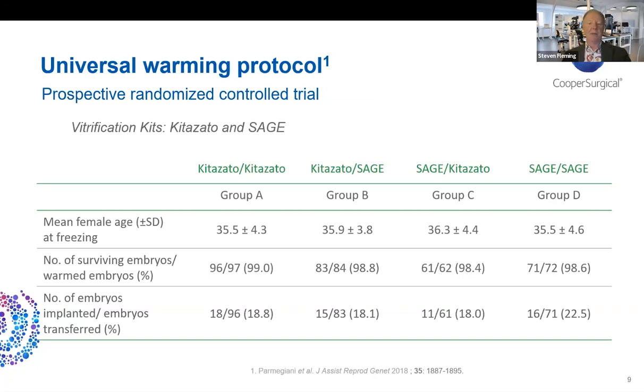And they followed that up with this study where they looked at universal warming, testing it on 315 blastocysts. Each of these blastocysts was randomized at cooling and then again at warming to either Kitazato or Sage vitrification kits. And as you can see, the female mean age and survival rates were statistically comparable between the study groups. The blastocyst survival rate ranges from 98.4 to 99%, and implantation rates in different groups were also comparable, ranging from 18 to 22.5%.